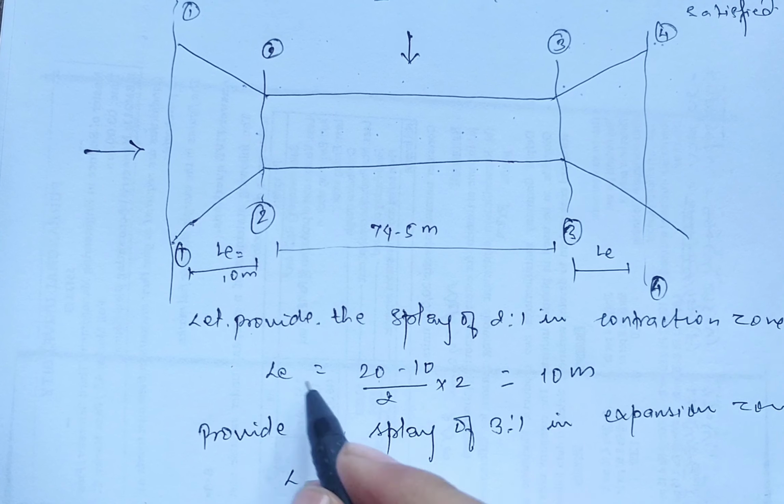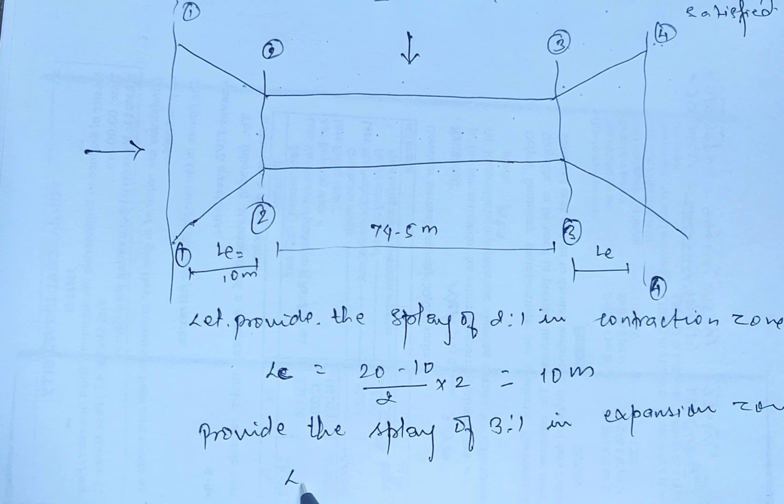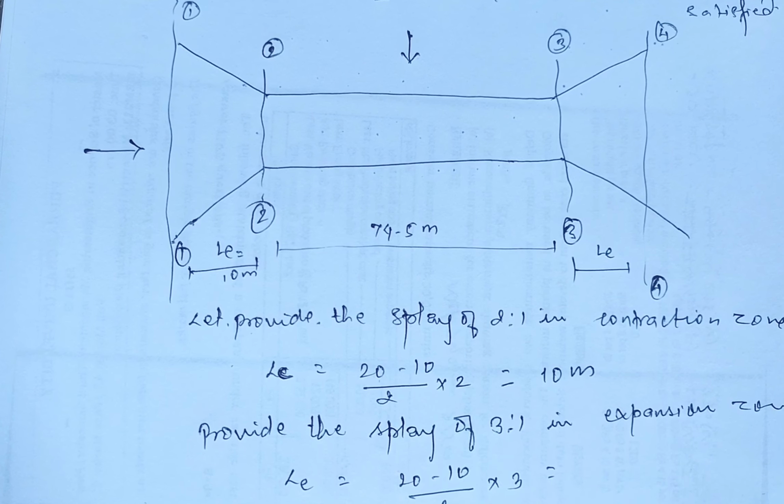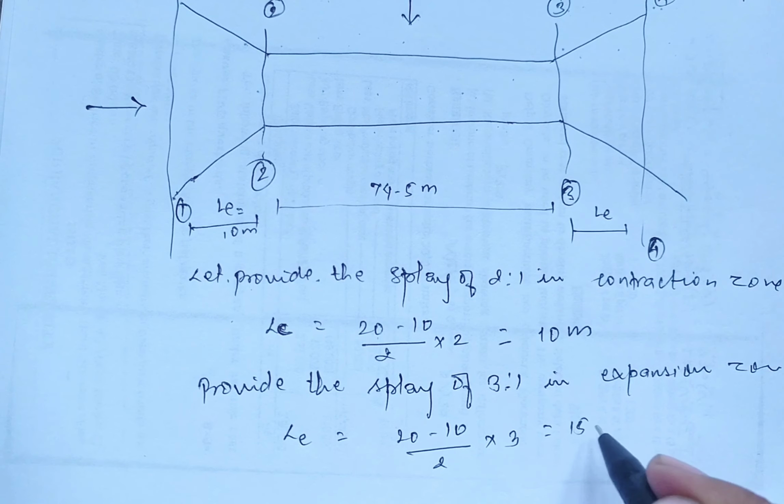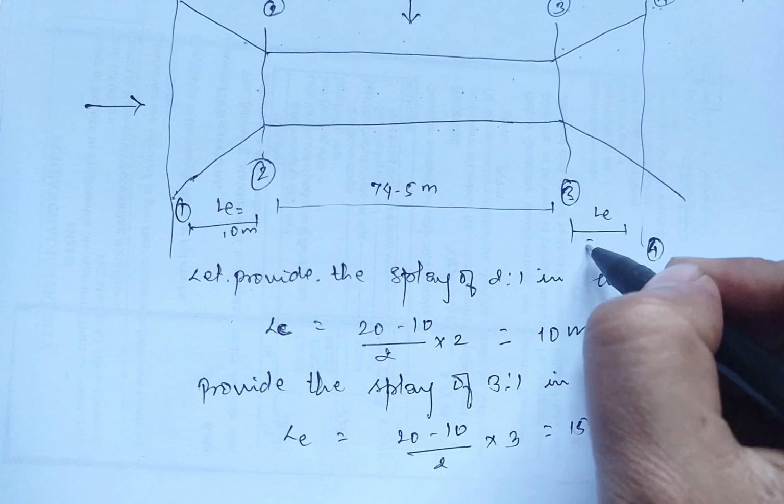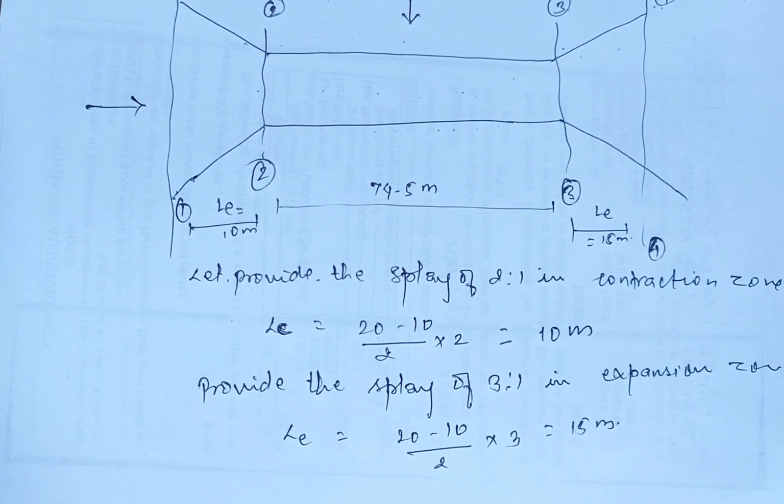The length of expansion, this one is contraction, and length of expansion will be (20 minus 10) divided by 2 times 3 equals 15 meter. Now after this, we go to the design of bed level at different sections.